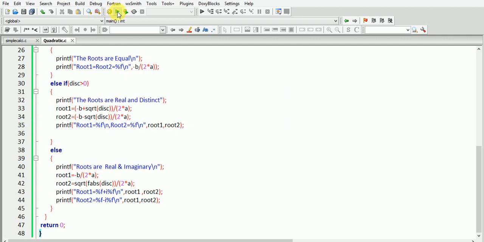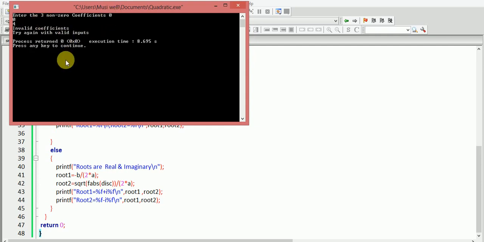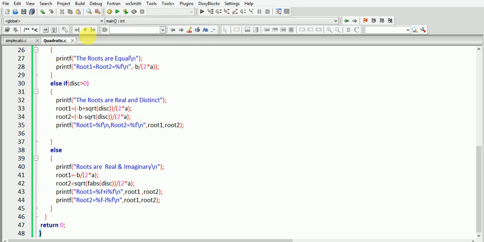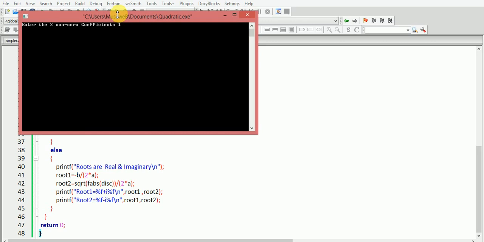Let's run one more time, for the third run. Now I am going to give a value as 0, b value as 0 and c value as 4. Now it says that it's an invalid coefficient, try again with valid input, because I am giving a and b as 0, where you cannot get the roots. Let's run once again. This time I'll give a as 1, b as 4 and c as 7. Now I get that the roots are real and imaginary, and the respective root 1 and root 2 values are calculated.